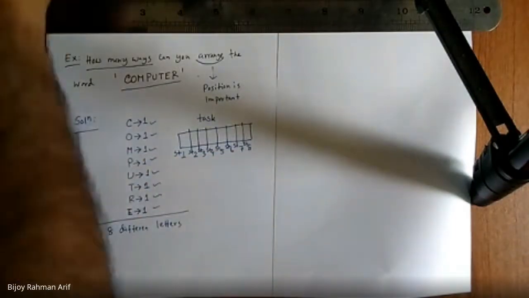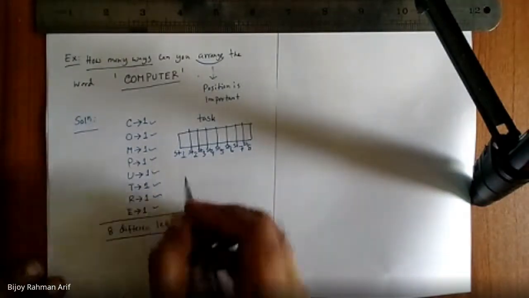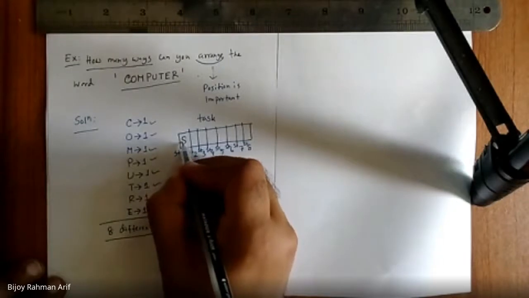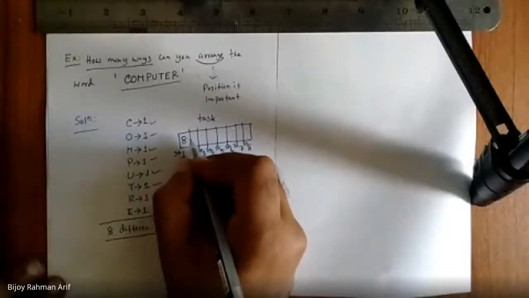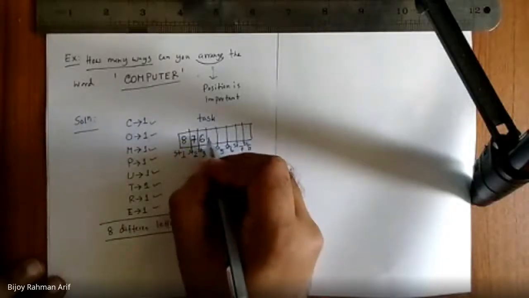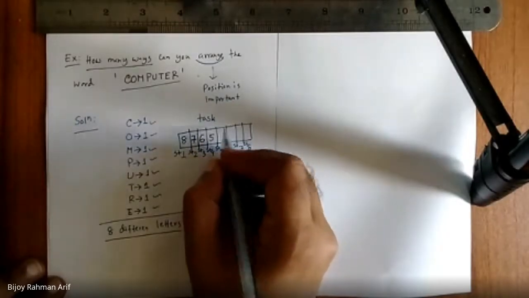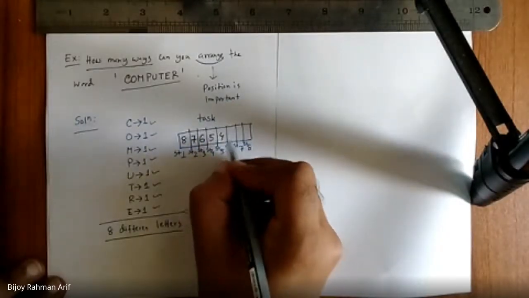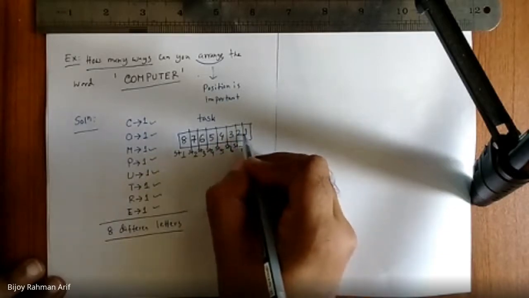All right. So how many ways can I fill up the first subtask? There are 8 different letters, so definitely subtask 1 can be filled up in 8 ways. Do you agree with me or not? Yes sir. The second subtask can be filled up, 1 is less, so sir, 7. Third subtask in 6 ways. Fourth task in 5 ways. Fifth subtask in 4 ways. Sixth task in 3 ways. Seventh subtask in 2 ways. Eighth task in 1 way.